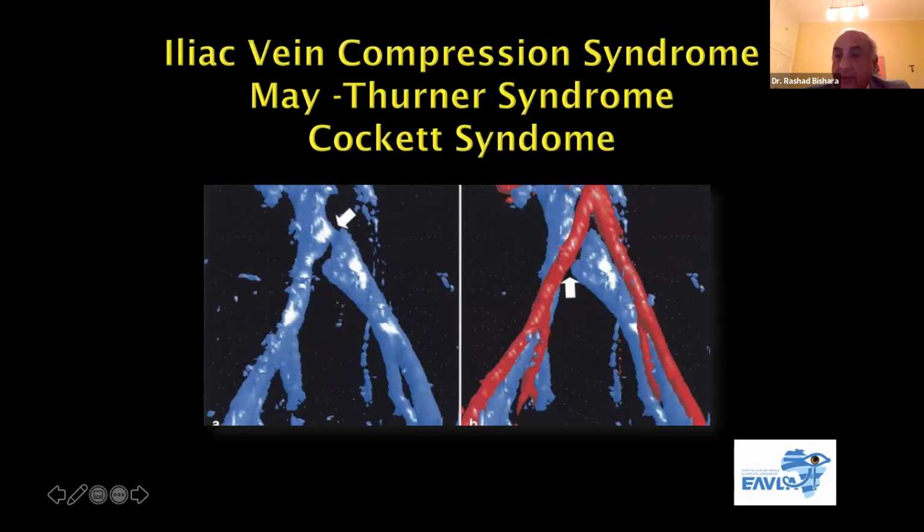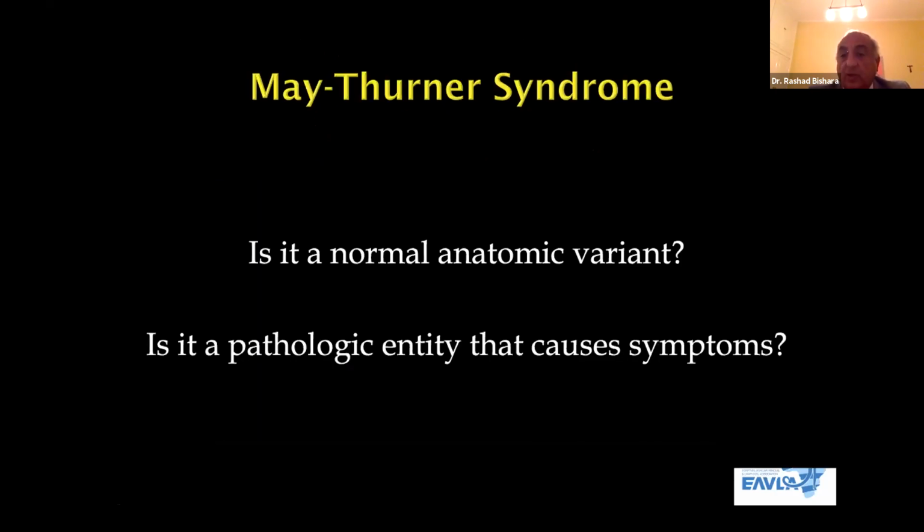This is the most commonly known form of May-Turner syndrome, but as we heard from Dr. Irwin, and Professor Uhl, of course, there are many other forms of May-Turner syndrome. The question is: is May-Turner syndrome an anatomical variant, which is asymptomatic, or is it a pathological entity that causes symptoms?